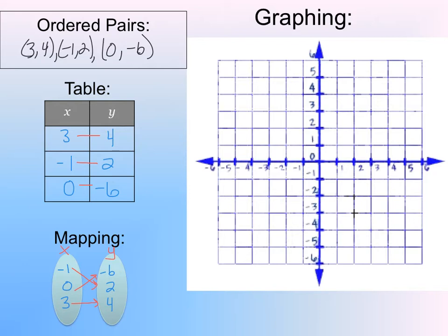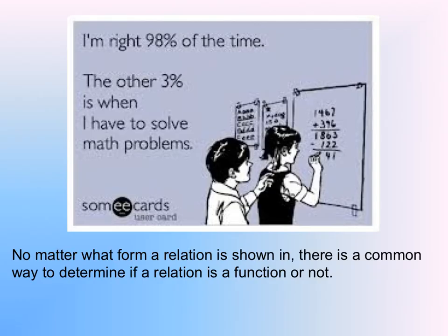So the graphing literally is just graphing these ordered pairs. So if we wanted to graph 3, 4, then we're just literally going to go to +3 for x, +4 for y, and we're going to put a dot. If we want -1, 2, we go to -1 for x, +2 for y, and put a dot. And then 0, -6 would be no movement on the x-axis and all the way down to -6. And that's basically it for your mapping. And now you see all 4 representations of this relation that we started with.